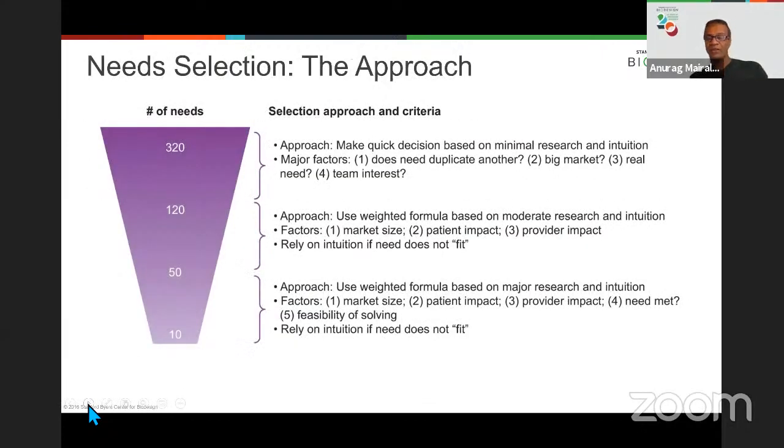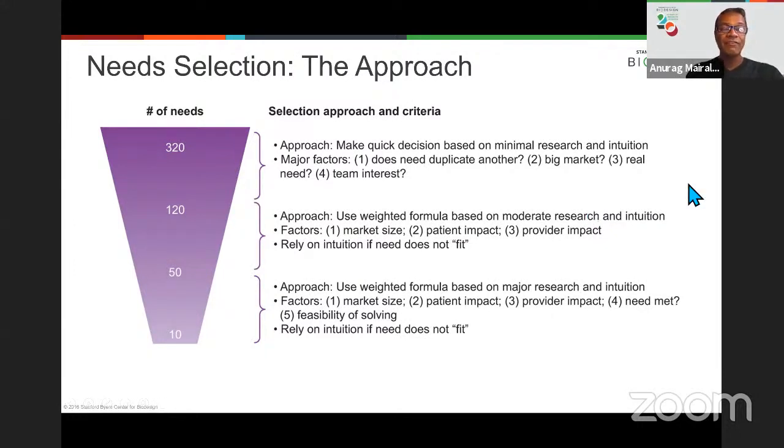Here are examples of the number of needs that our teams actually came up with. This team had 320 needs initially and used basically whether it was a duplicate need, whether it was a big enough market, whether it was a real need based on what somebody may have said or not said, and whether the team was interested. That allowed them to go from 320 to 120 quickly.